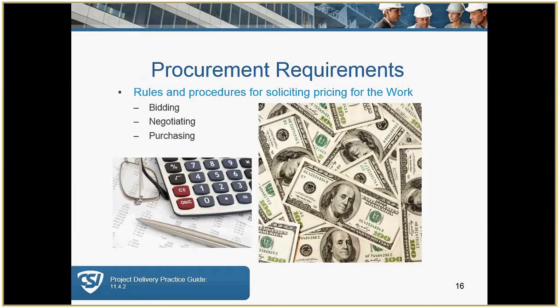As previously stated, procurement requirements stipulate the rules and procedures for pricing the work, whether it's for flat-out bidding, negotiating, or purchasing. Note that we use the term purchasing as referring to direct purchasing by the owner without the involvement of an AE or GC necessarily. This could be a piece of equipment that they purchase themselves. If they're going to handle the furniture all by themselves, including the design, that could be considered just a purchase. Usually they deal with purchase orders.